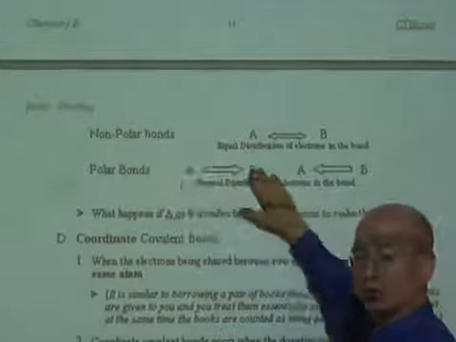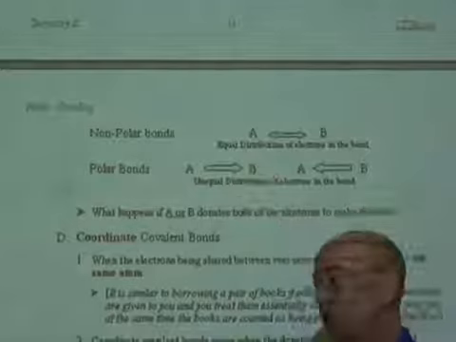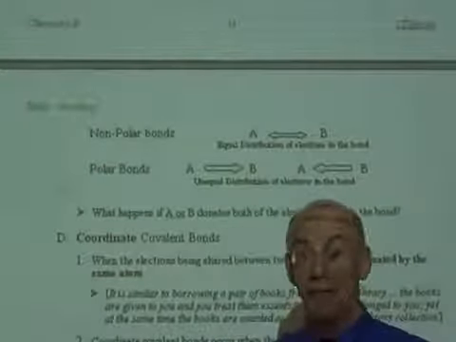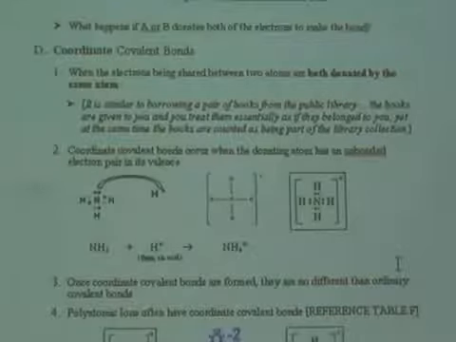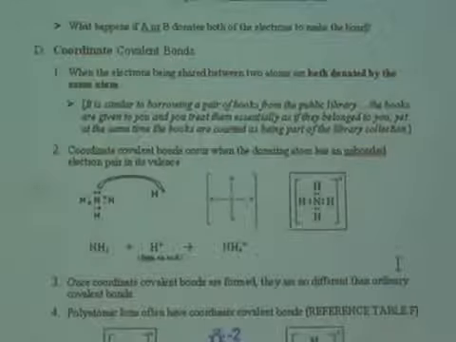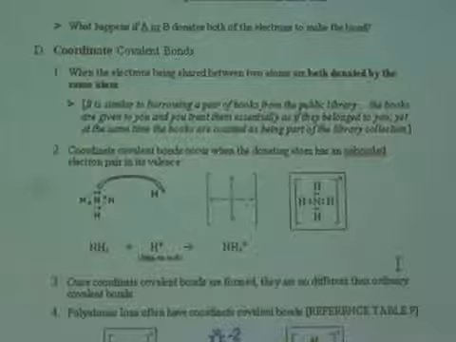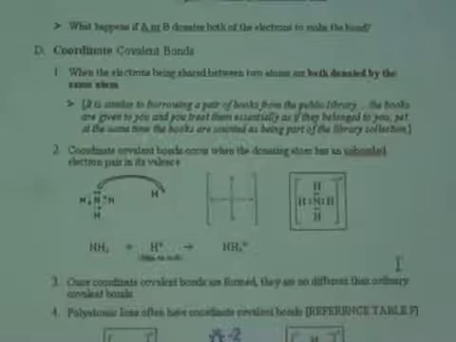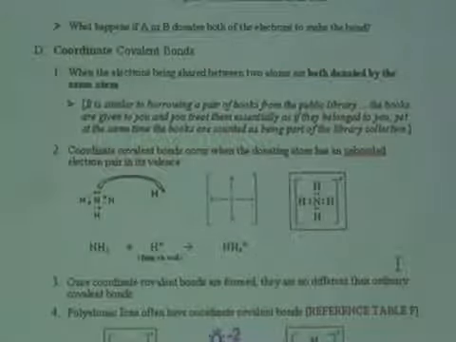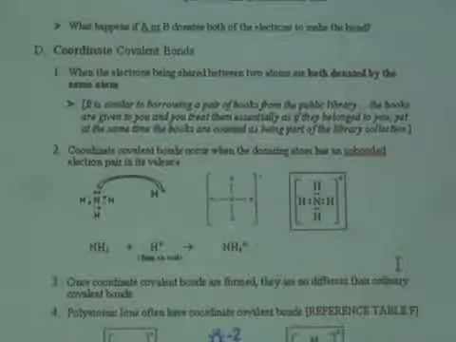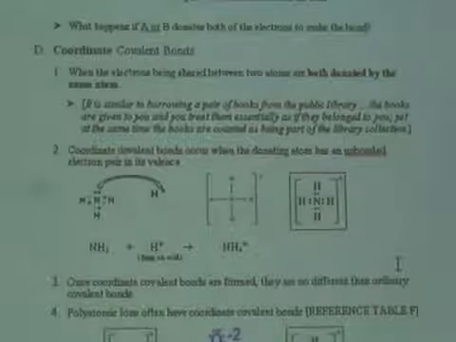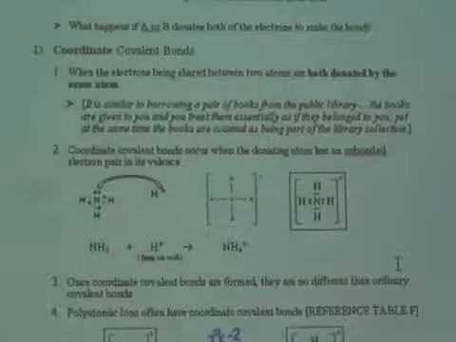What if the sharing is so unequal that one atom actually contributes both electrons to the bond? That is possible, and that is called a coordinate covalent bond. When the electrons being shared between two atoms are both donated by the same atom, we call that a coordinate covalent bond. It's very similar to borrowing a book from a library or a rental video from a video store. The books or the rental video are given to you, and you treat them essentially as if they belong to you. Yet at the same time, the books are counted as part of the library collection, or the video as part of the video store collection.